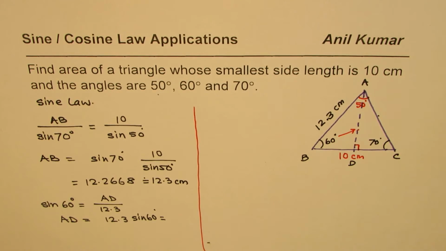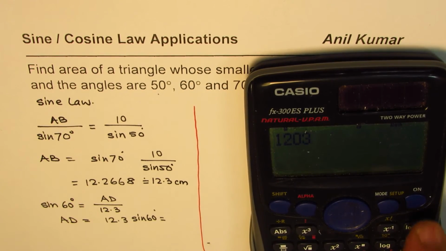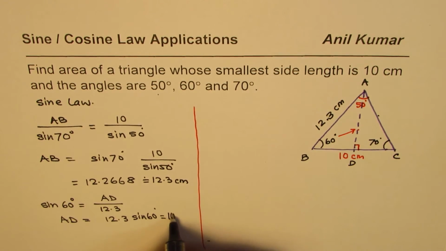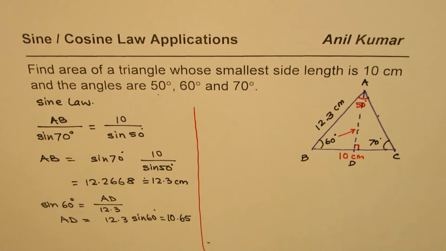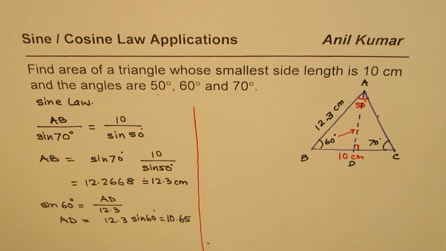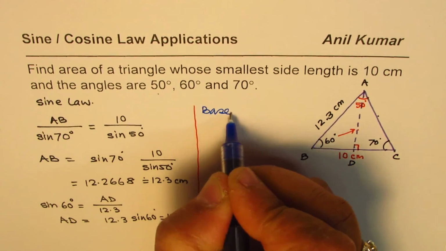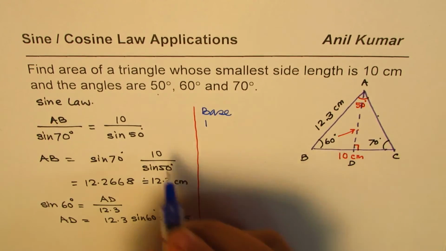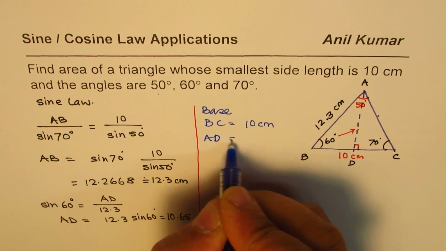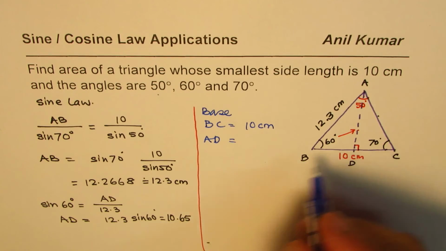Let's again use the calculator. 12.3 times sine of 60 degrees equals 10.65. So AD is 10.65 centimeters. Now in this triangle, what are we given? We're given the base, BC, which is 10 centimeters. We are given the height AD. If you want accuracy, you can put 10.65 for the time being.